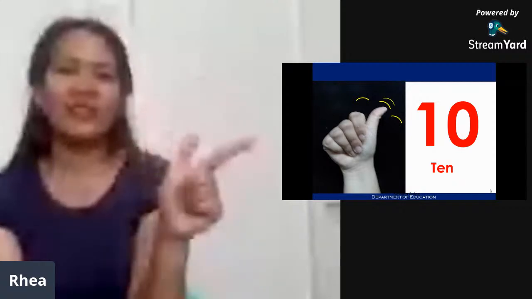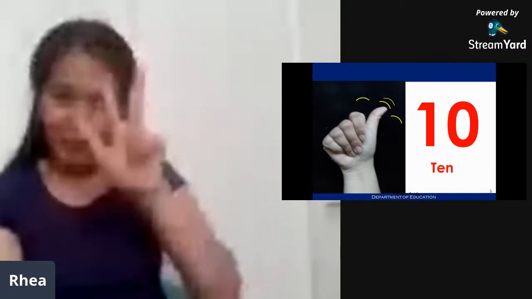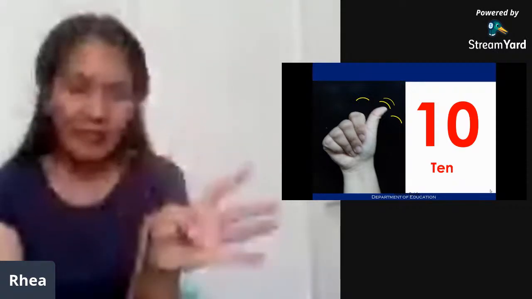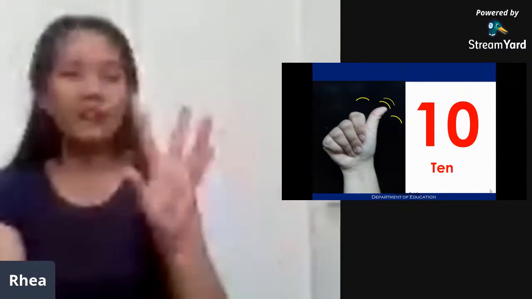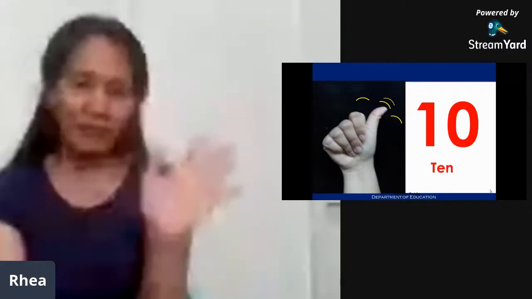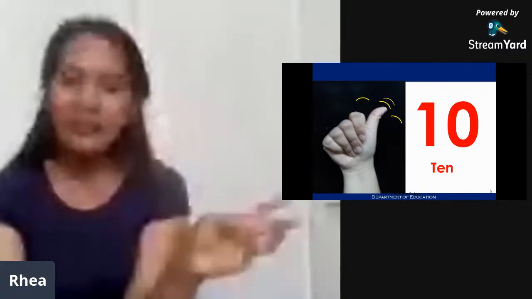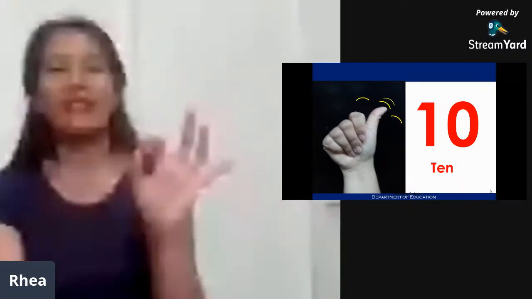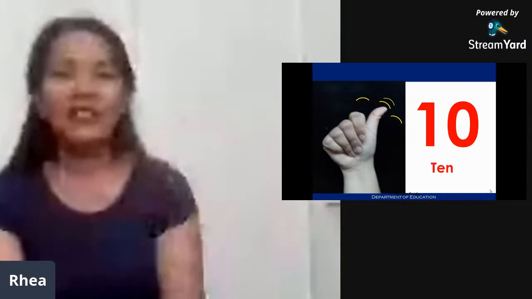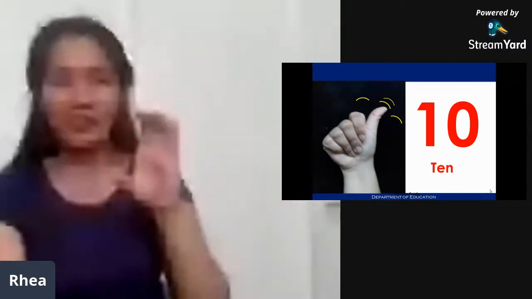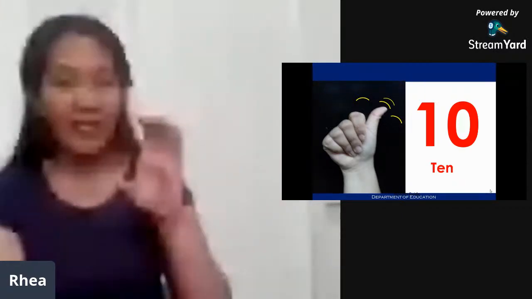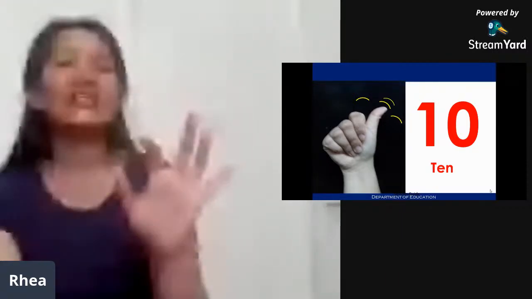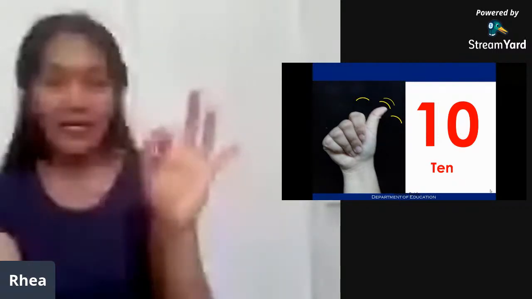20, 30. This is 3. Wiggle it downward, sideward. 30, 40, 50. It could be 50. It could be 60, 70, 80, 90. How about 100? The Roman numeral C is called 100. When we say 19, this is number 9.